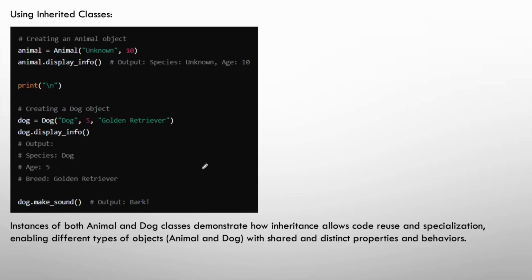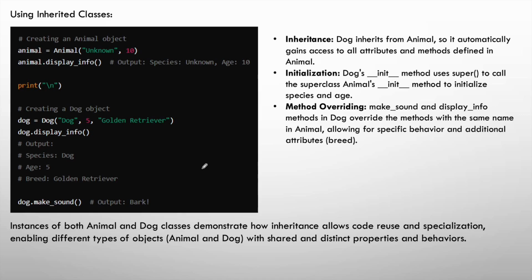Now let's combine inheritance and classes to create inherited classes. Look at the syntax on the left and try to guess what it means. Now compare what you thought with the explanation on the right. Instances of both animal and dog classes demonstrate how inheritance allows code reuse and specialization, enabling different types of objects with shared and distinct properties and behaviors.